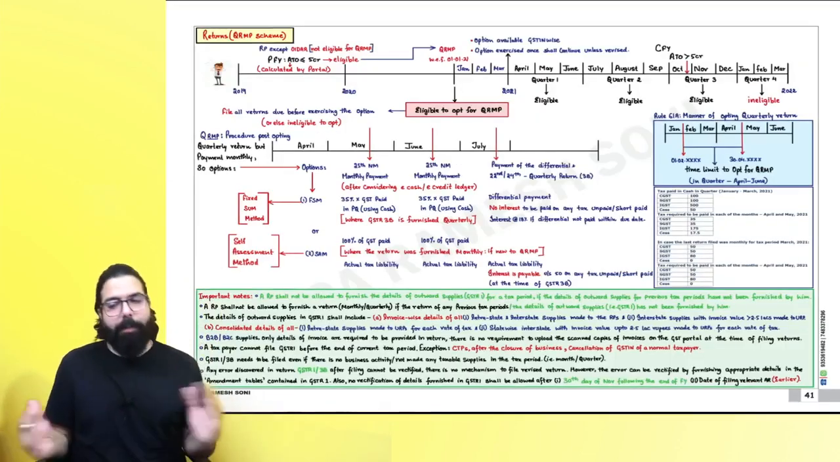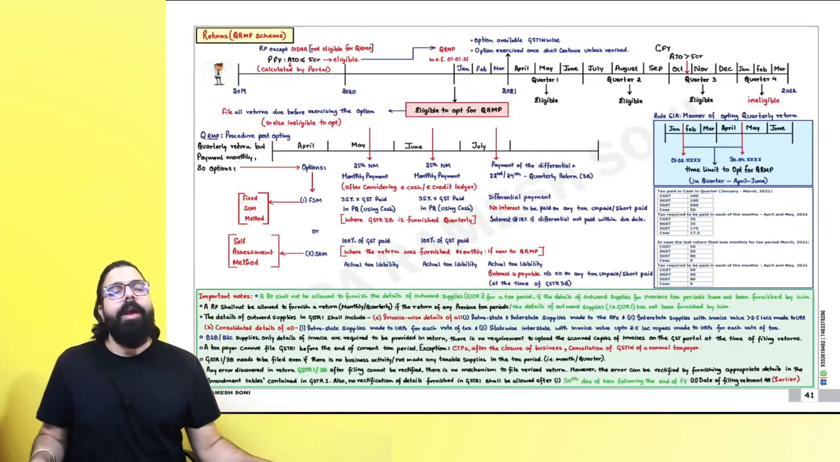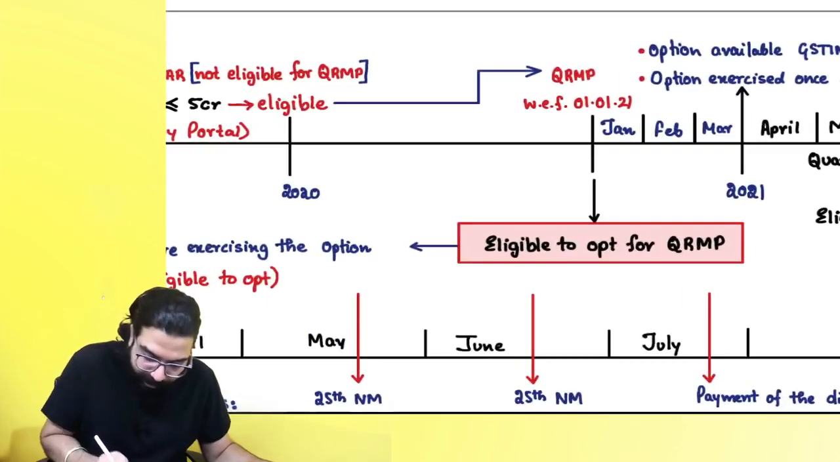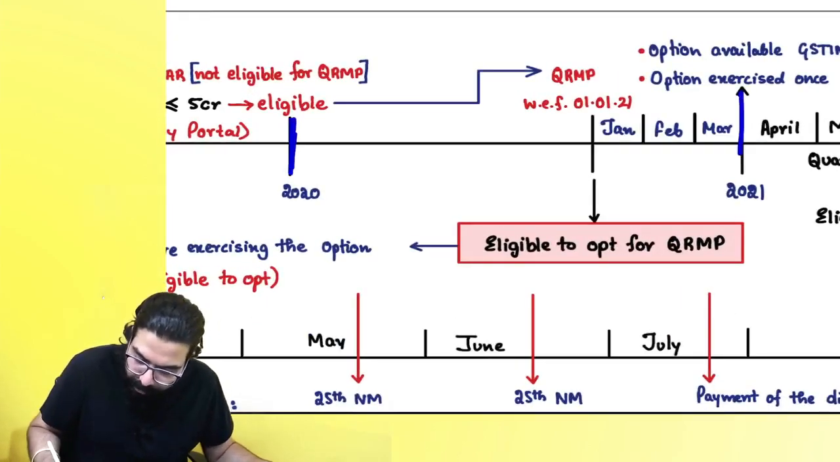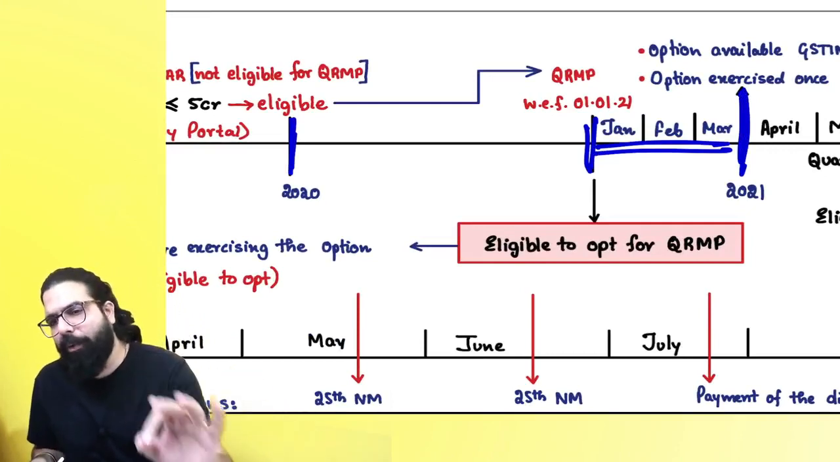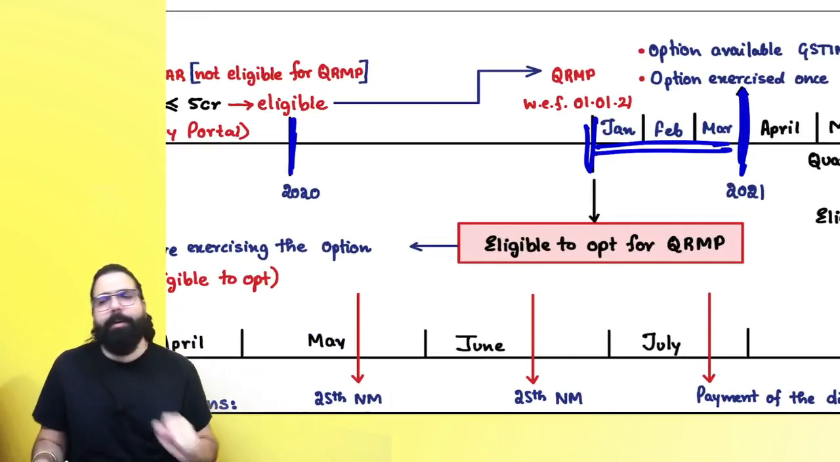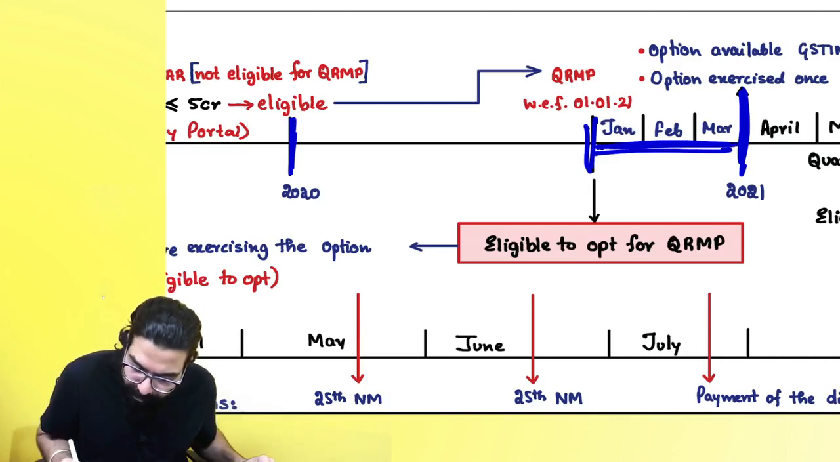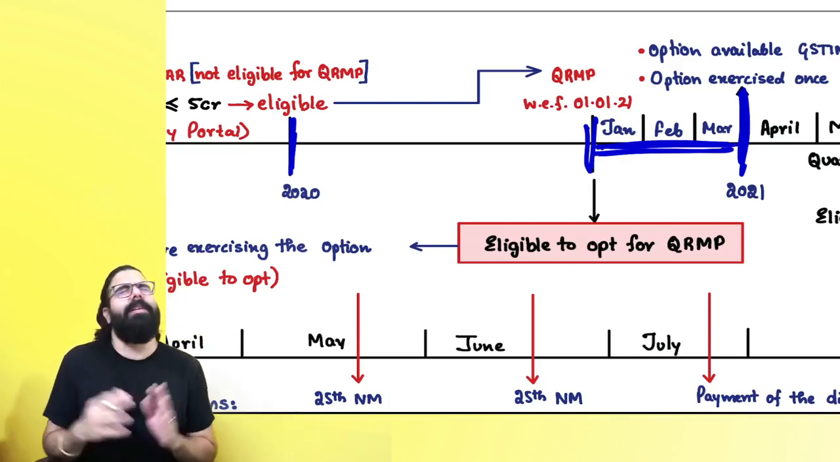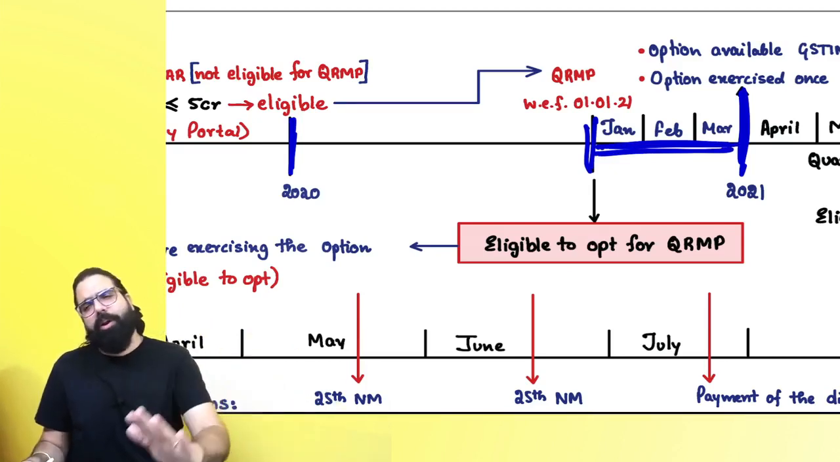Now I'll go ahead and talk about the QRMP scheme. Everyone listen to me very carefully. The QRMP scheme was actually launched in 2020-21, and sir, January to March was the first quarter, where the government told January, February and March. Sorry, January, February and March. Basically, January to March will be the first quarter of the QRMP scheme.